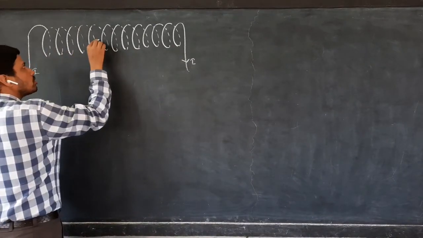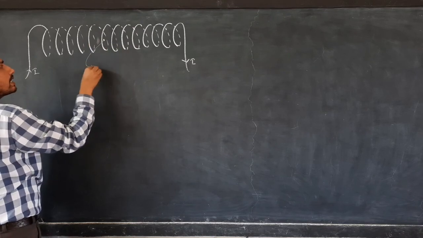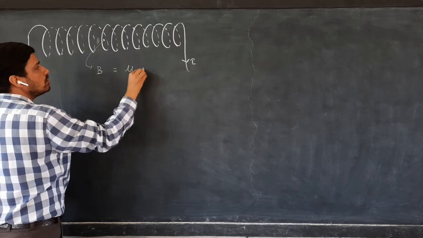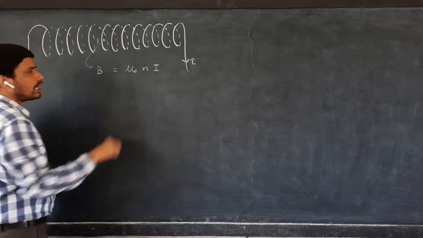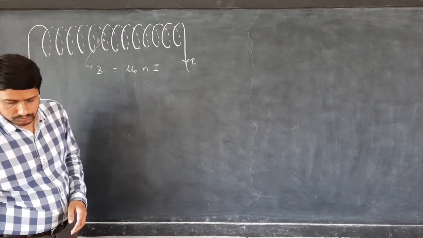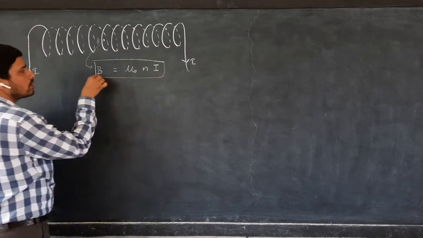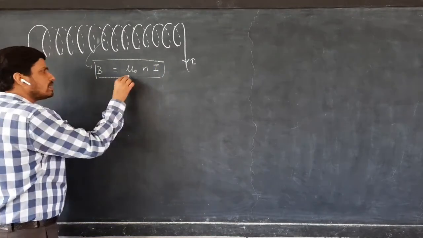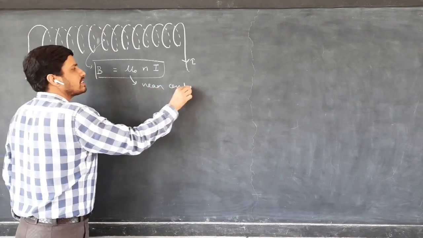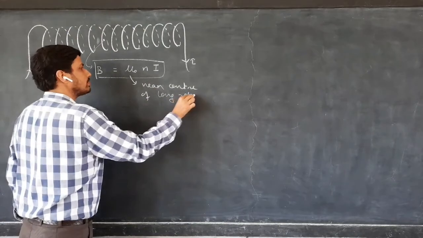So in case of a long solenoid, near its center, the magnetic field we have discussed is given by what formula? B equals mu naught n times I, where n is the number of turns per unit length, and I is the current flowing through the solenoid. So this is the formula we discussed. Now remember, this is the formula for magnetic field near center, in fact, at center of a long solenoid.